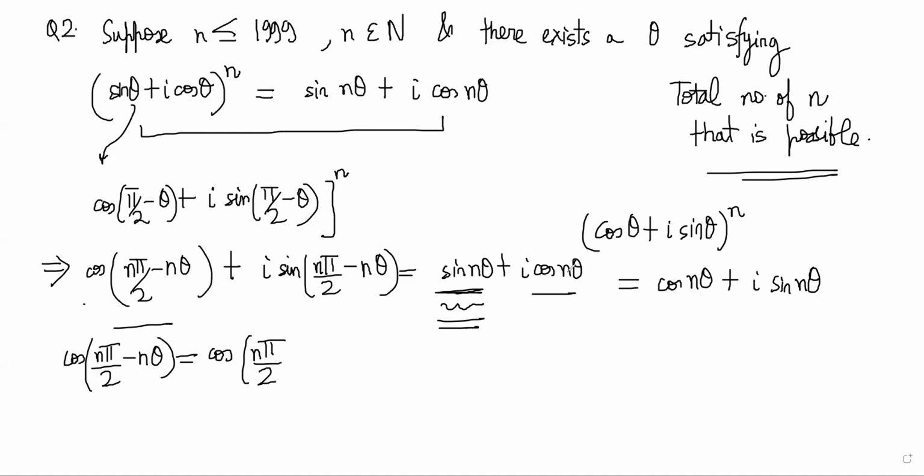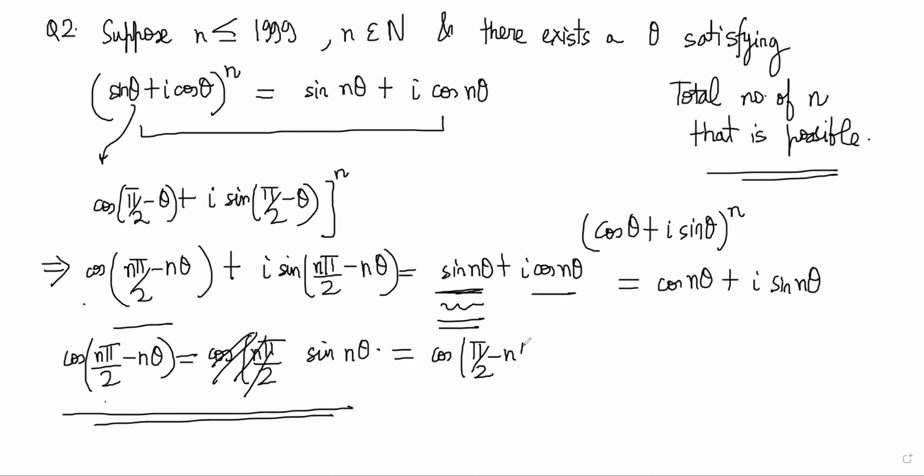Sine n theta plus i cos n theta is equal to this. So we can just write it as sine of n theta, right? We are equating the two real parts and the imaginary parts. Now this will be true. This can be written as cos of pi by 2 minus n theta. That is what I wanted to do. I have converted it into an equation of cosines.